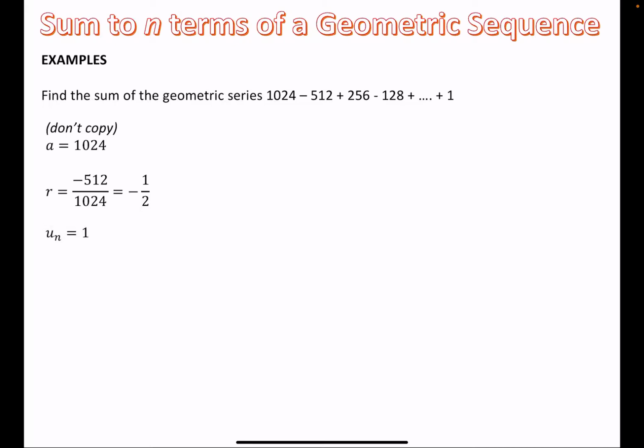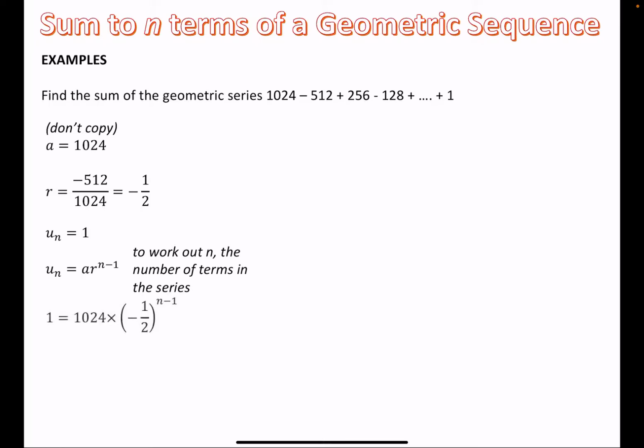Right, we've got un equal to 1, and the reason I've done that is because if I know the last term, then I can work out, or I'm going to try and work out, but you're going to see this doesn't really work. You're going to try and work out how many terms there are based on the fact that we know the last term. So we use our general term formula: 1 equals 1024 times minus a half to the power of n minus 1, and we're just going to work that backwards to try and find out what n is.